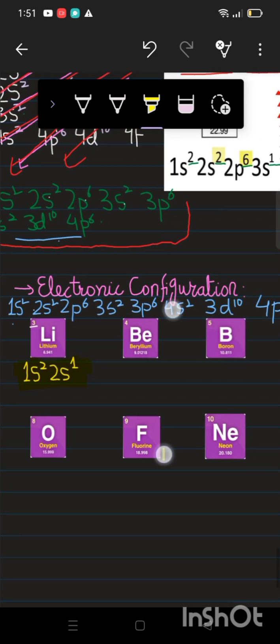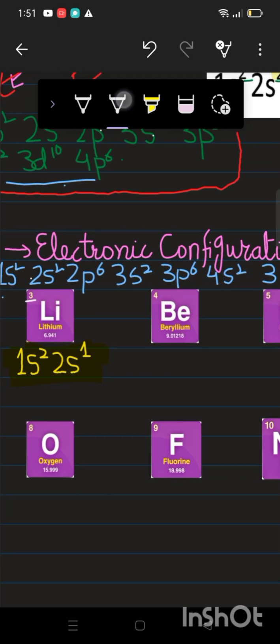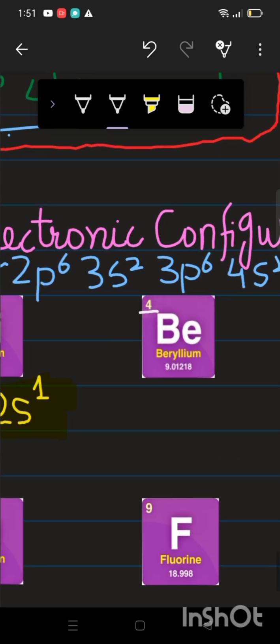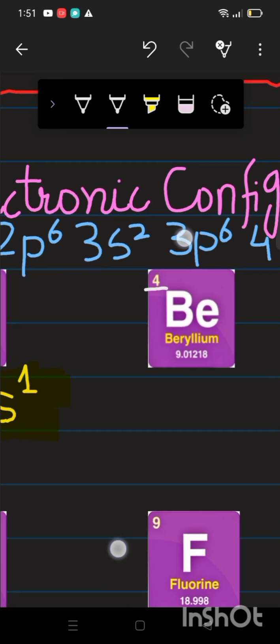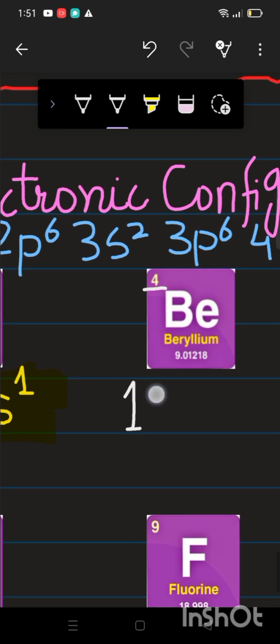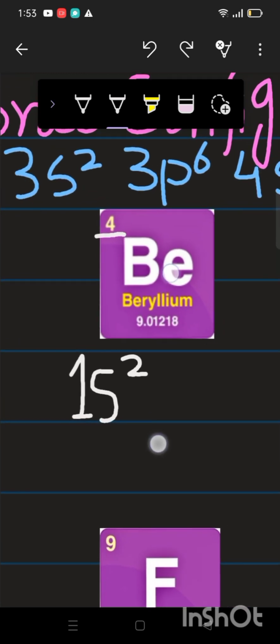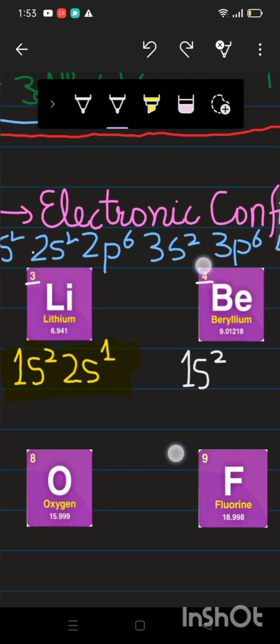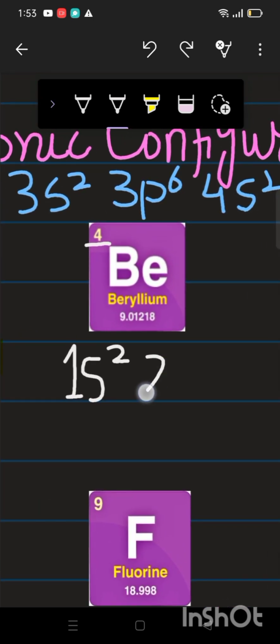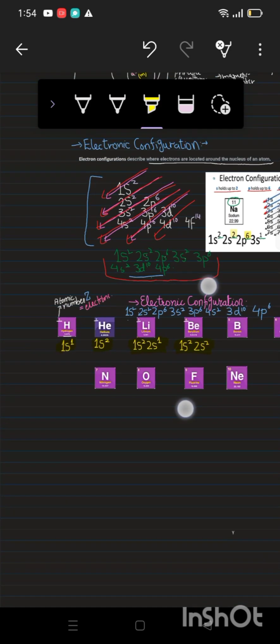Now we are moving towards beryllium, and beryllium has atomic number 4, which means it has 4 electrons. Alright, so initially 1s2. Then we know that we have 2s2. So 2 plus 2, 4 electrons, and we know that beryllium has 4 electrons. Alright, so 1s2, 2s2 is the electronic configuration of beryllium.